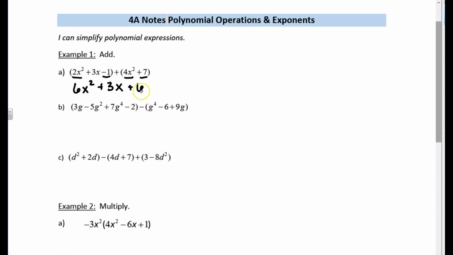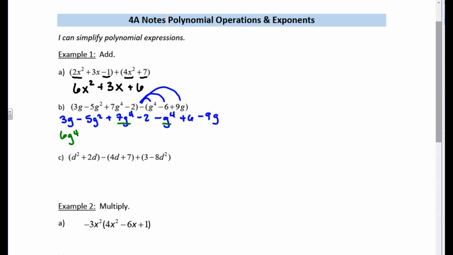Now remember, when we subtract, we have to actually distribute that negative to all three terms. So this really becomes 3g minus 5g squared plus 7g to the fourth minus 2 minus g to the fourth plus 6 minus 9g. At this point, you go through and find your like terms. I'm going to go from the highest power to the lowest. Highest is the fourth power. I've got 7g to the fourth minus g to the fourth, which gets me 6g to the fourth.